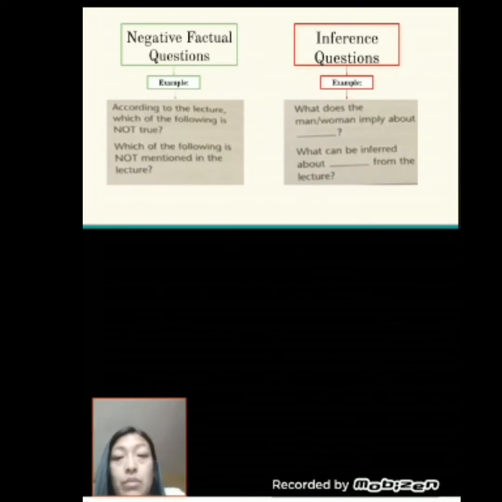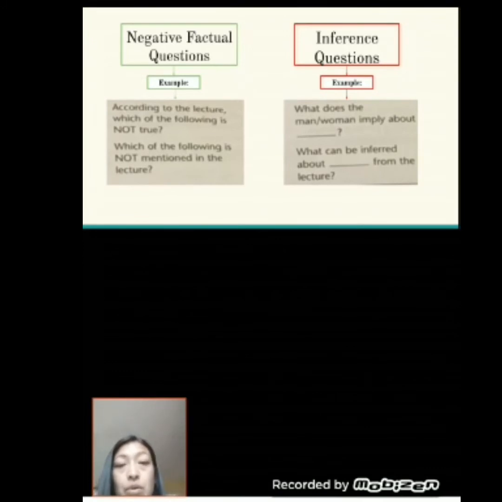Another type of question is negative factual questions. This asks which of the answer choices is not true according to the information given in the conversation or lecture, or what information is not mentioned in the passage. The probable number per test is from 2 to 4. You can see the next example. According to the lecture, which of the following is not true?